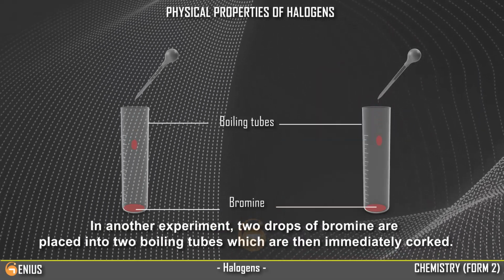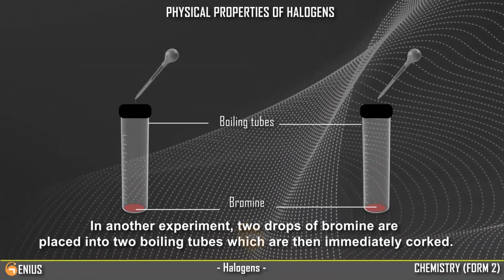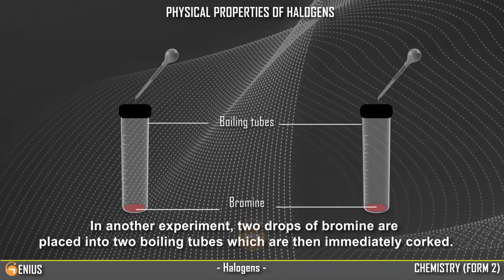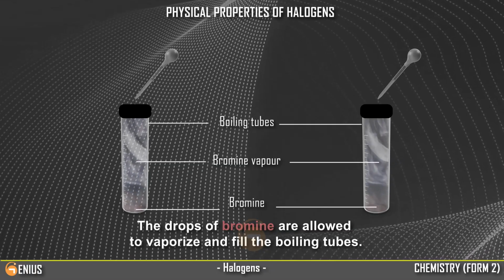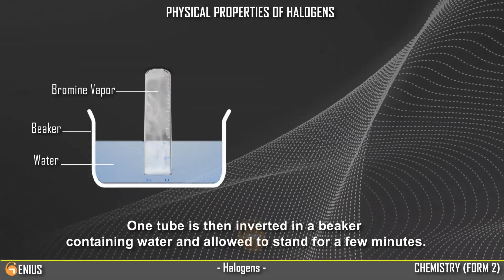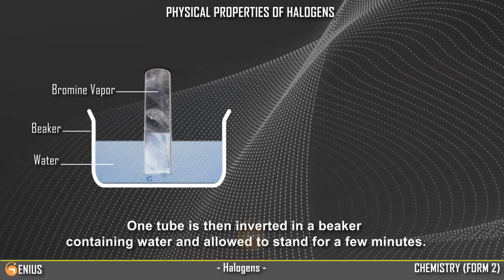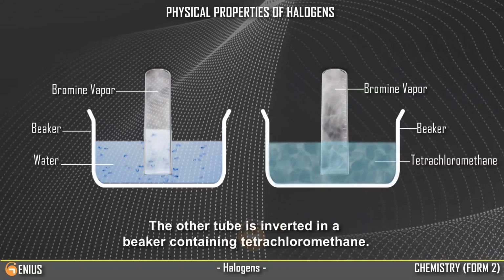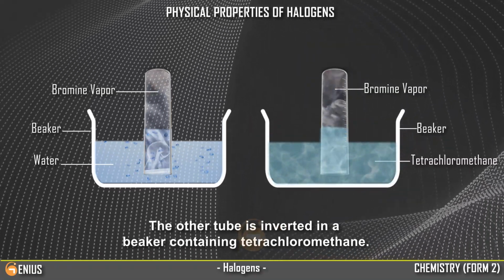In another experiment, 2 drops of bromine are placed into 2 boiling tubes, which are then immediately corked. The drops of bromine are allowed to vaporize and fill the boiling tubes. 1 tube is then inverted in a beaker containing water and allowed to stand for a few minutes. The other tube is inverted in a beaker containing tetrachloromethane.